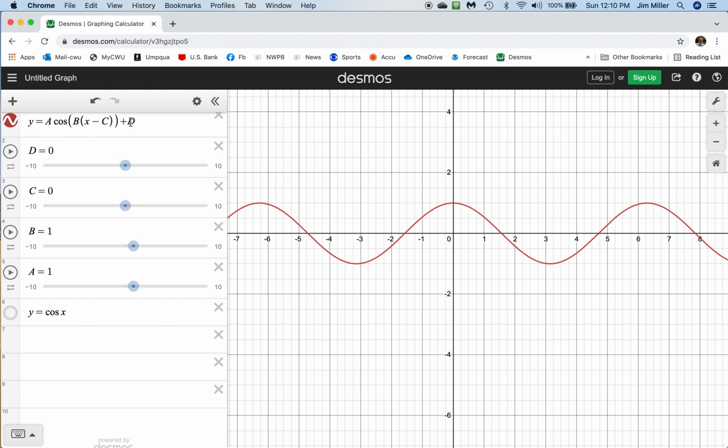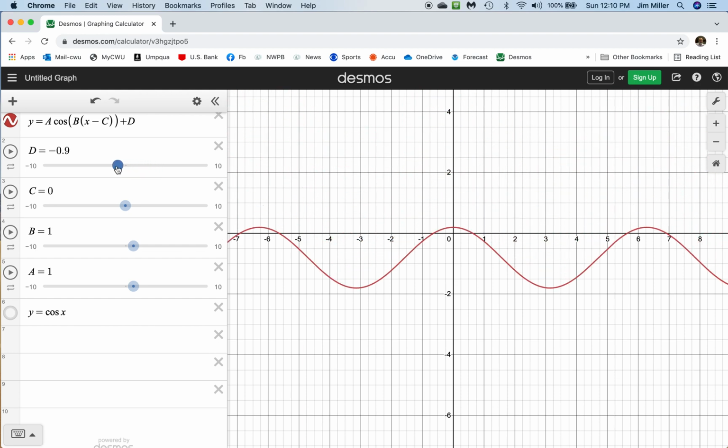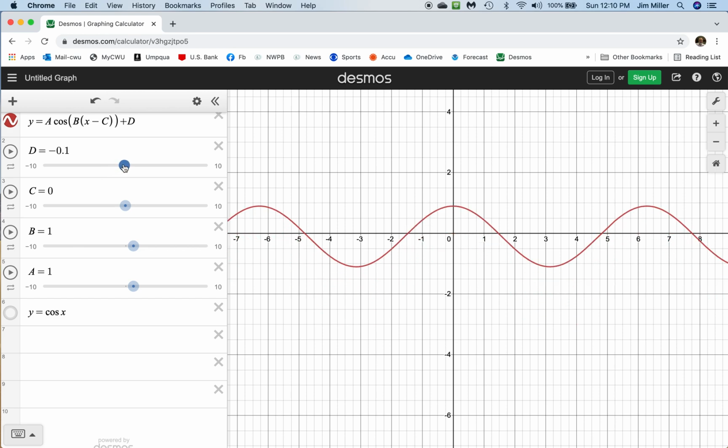There's a d, and the d at the end is outside also. This cosine, this stuff's inside, we'll talk about in a sec. But the outside stuff, this stretches it vertically, and this moves it vertically. So right now it's not moved up or down, but if I move it up or down, we get those places. So I'm going to move it back to where it originally was. So that's what d does. And they work just like you think they would do.